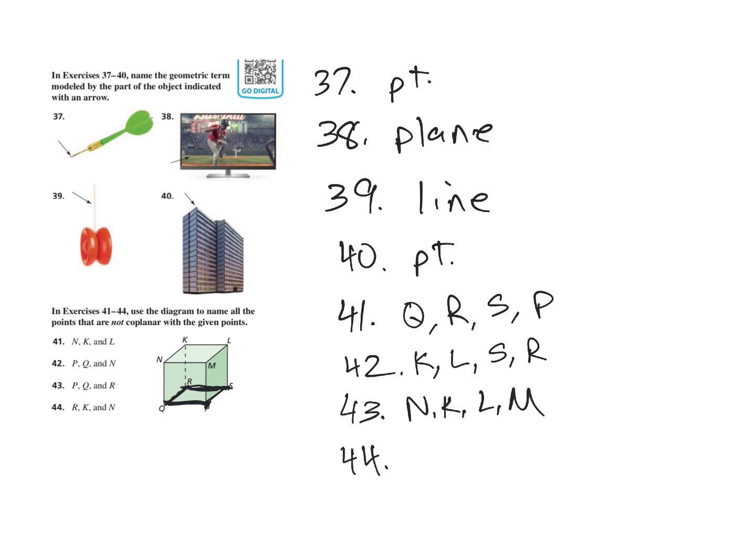And the last question, number 44, RKN. So we have R, K, and N. So we're dealing with the left side of the box. The points that are not in that plane would be L, M, P, and S.